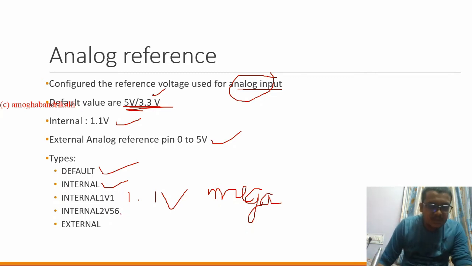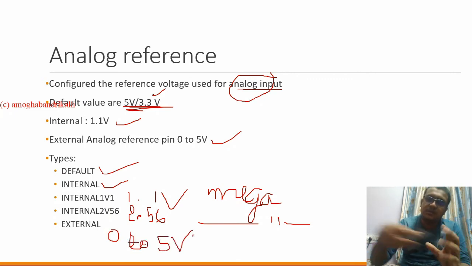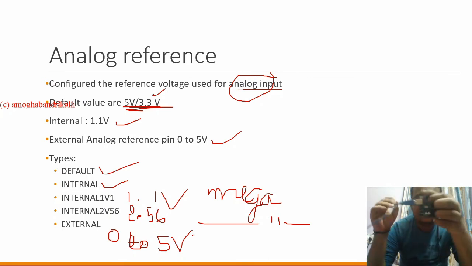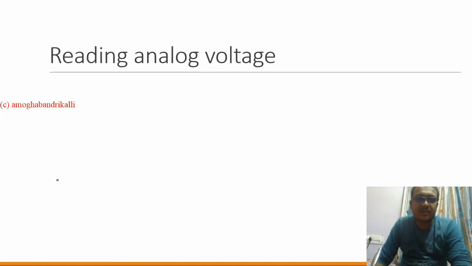The next type is INTERNAL2V56. It is going to provide you 2.56 volts, and it is also used in Arduino Mega. The external voltage, we know, is 0 to 5 volts. Here you have a reference pin, AREF, which is an external pin. This pin is used while making DAC calculations, if you need any external references or internal references.